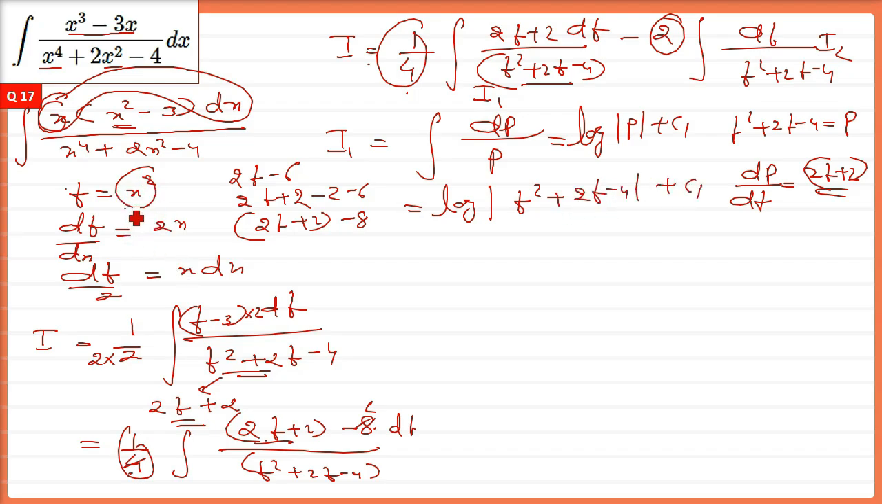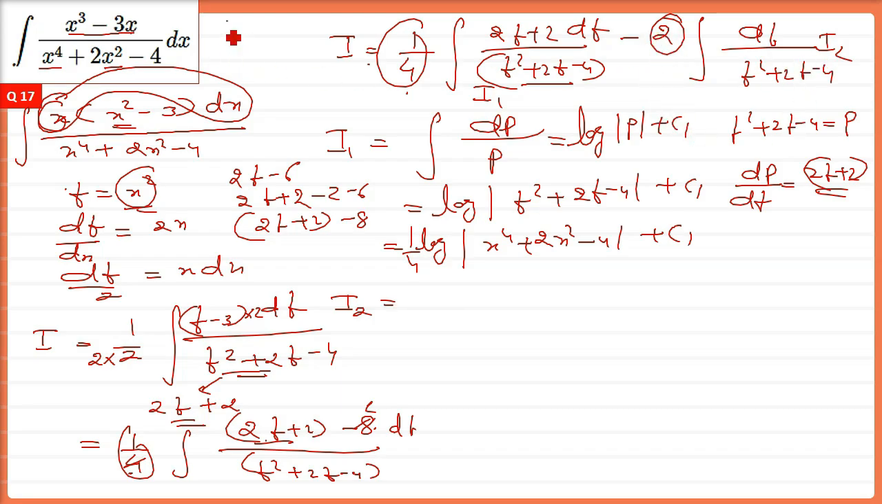But t was initially x square, so you can write it as log modulus of x to the power 4 plus 2x square minus 4, plus a constant of integration. 1 by 4 is already there. This is the first term, which we have already done. Coming to the second term, negative 2 we will deal with later.